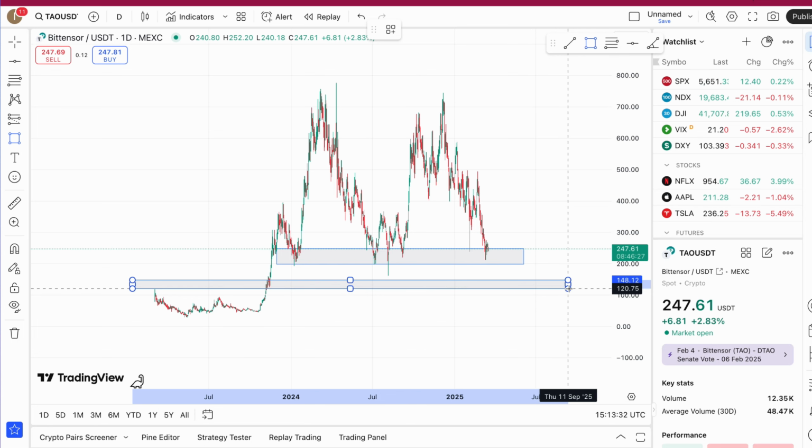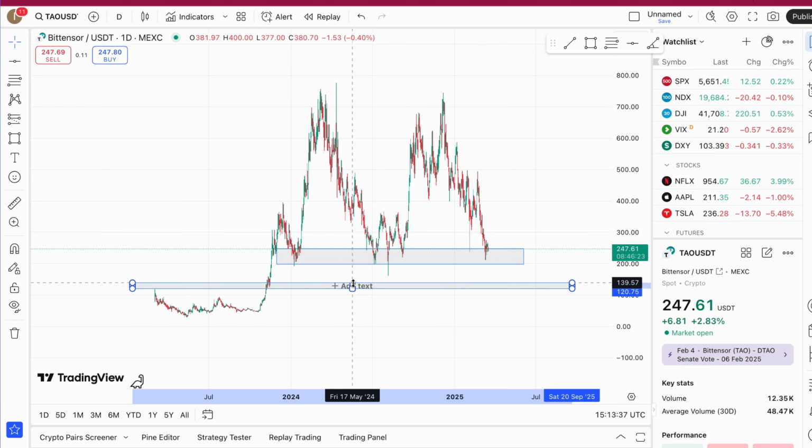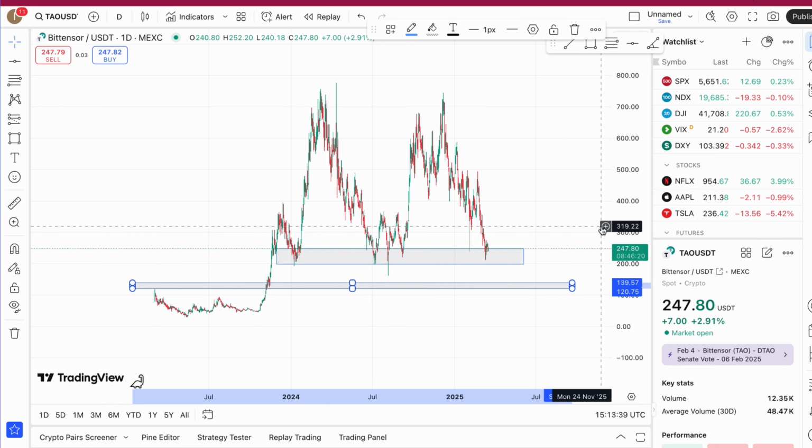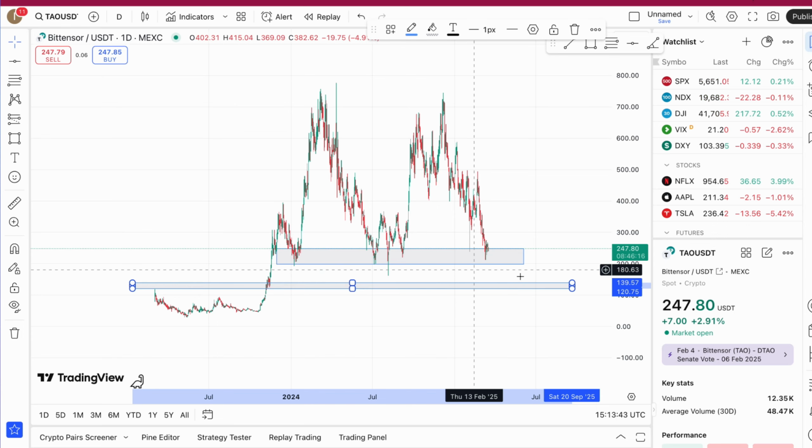you don't want to make your rectangle very big. Mine looks quite big, so I can just reduce it a little bit. Okay, so this region right here, I want to look out for, if this region does not hold, it might most likely touch this region. Now, how did I know it might most likely touch? This is support. What is support?